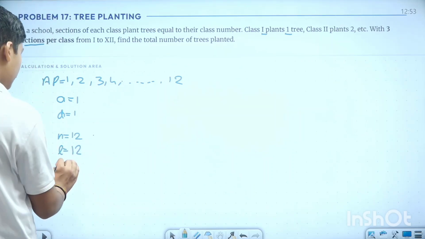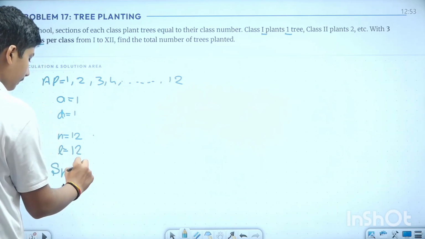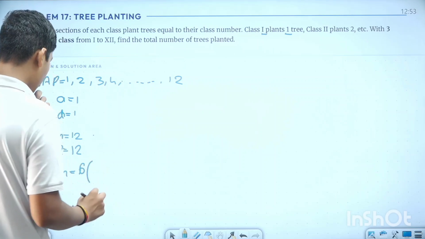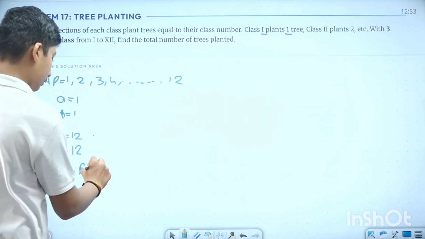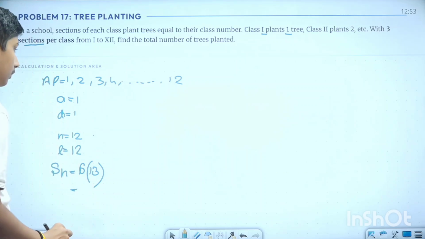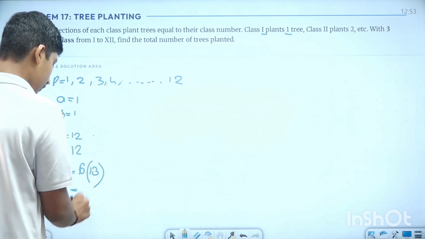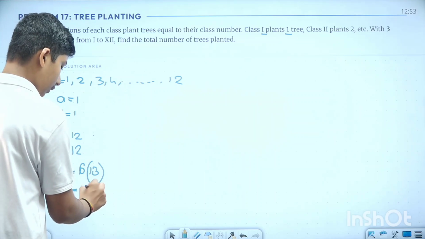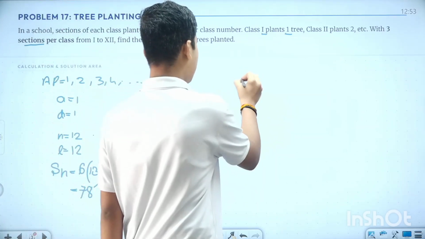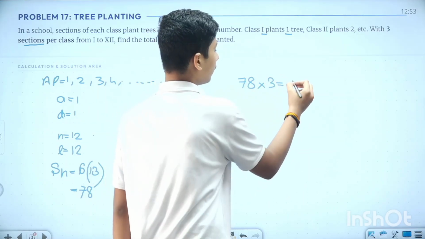So when we solve this, Sn equal to n by 2, means 6 into first term and the last term, 13. 6 into 13, 78. And now total trees will be 78 into 3 equal to total trees.